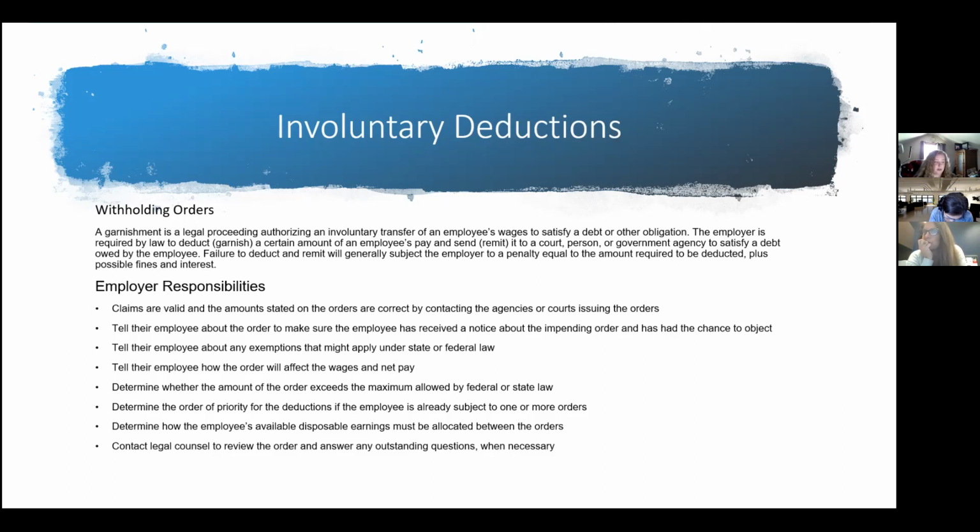So make sure that the employee has a copy of the order. Tell their employee about any exemptions that might apply under state or federal law. They must tell their employee how the order will affect their wages and net pay. They must determine whether the amount of the order exceeds the maximum allowed by federal or state law. Determine the order of priority for the deductions if an employee is already subject to one or more orders, and determine how the employee's available disposable earnings must be allocated between the orders. So if they have multiple, how are we going to allocate? And then they must contact legal counsel to review the order and answer any outstanding questions if that is necessary.